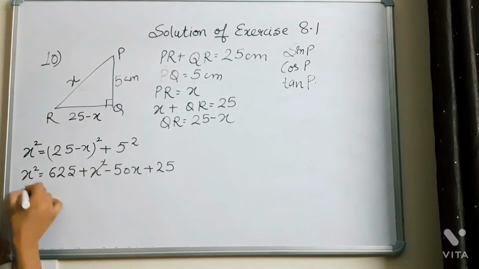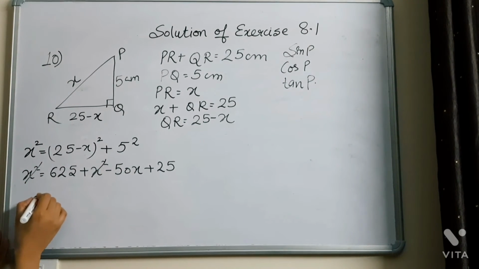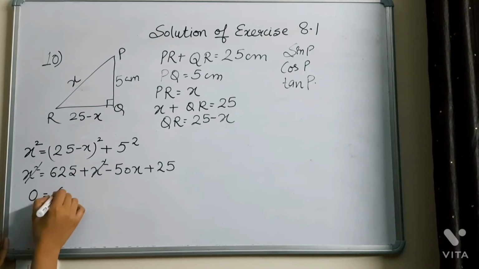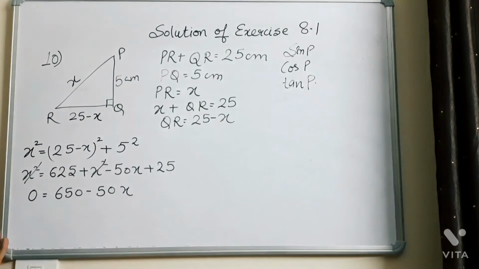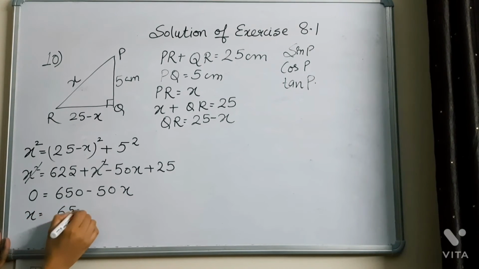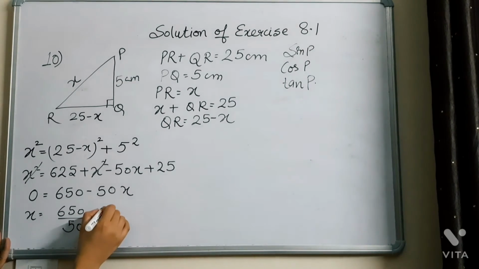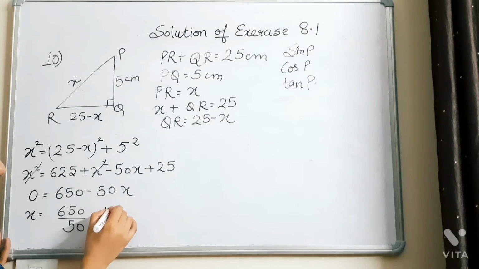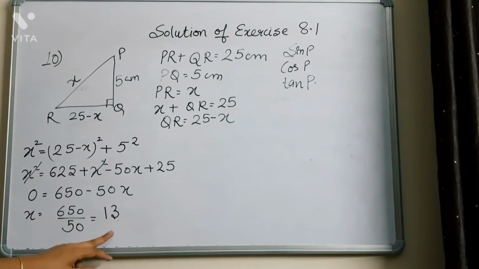Fine. Now this x square cancels this x square and this will be 0 here. This will be 650 minus 50x. So now here you can calculate that x is equal to 650 by 50, and on solving this, x comes out to be 13. Now you have the value of x as 13.